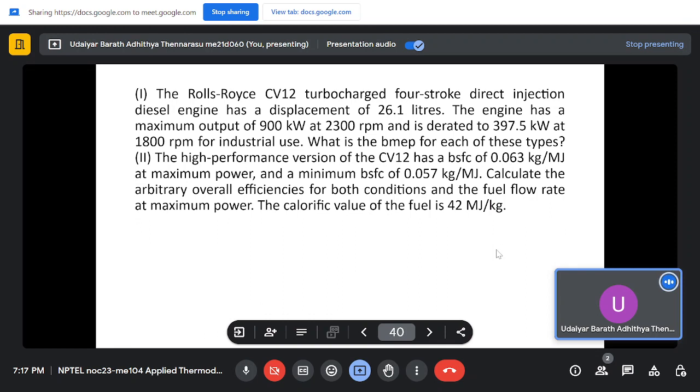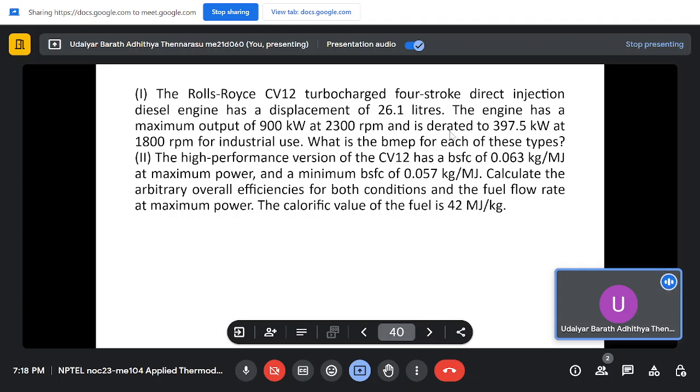So the next question is, you have a Rolls-Royce CV12 turbocharged 4-stroke direct injection diesel engine. So just continue. It's a T12 to 12 engine. So it has a displacement of 26.1 liter. The engine has a maximum output of 900 kilowatt. So we know the brake power, and it says that the speed of the engine is 2300 rpm.